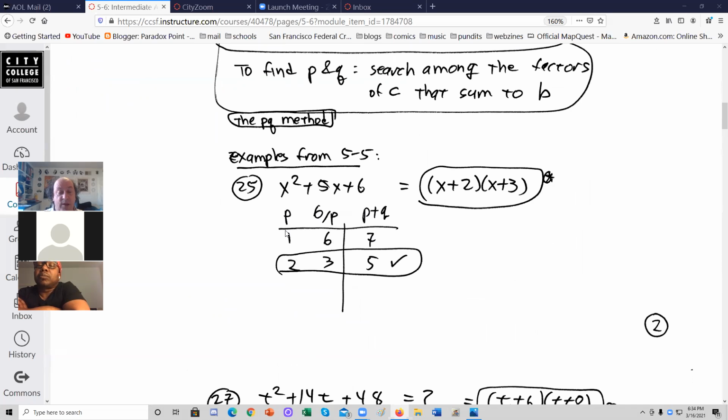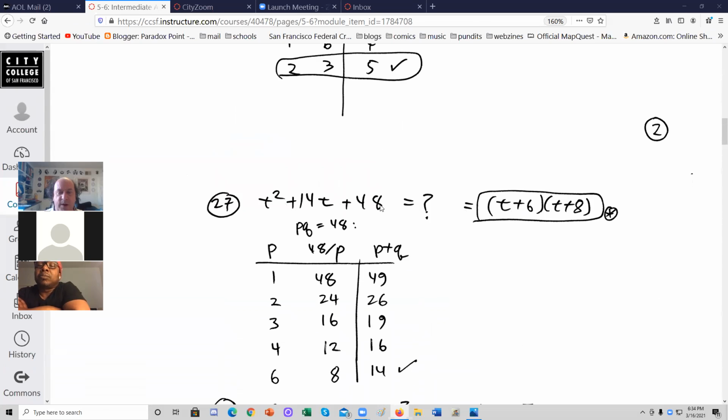So if p is 1, let's try that. Then 6 over p is 6, and the sum is 7, which is not 5, no good. If p is 2, then 6 over p is 3, and 2 plus 3 is 5, and that does fit. So this equals x plus 2 times x plus 3, like that.